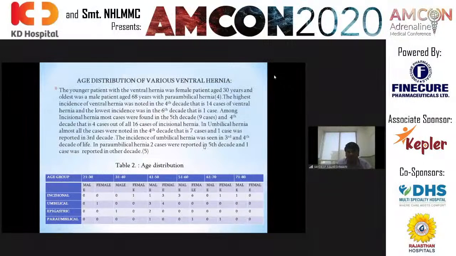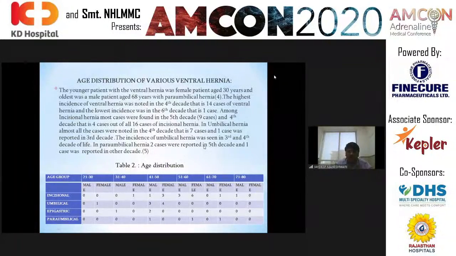Now, age distribution of various ventral hernia. The youngest patient with ventral hernia was a female of 30 years, and the oldest was 68 years with paraumbilical hernia. The highest incidence of ventral hernia was noted in the fourth decade, that is 14 cases out of 30 cases, and the lowest incidence was noted in the sixth decade.